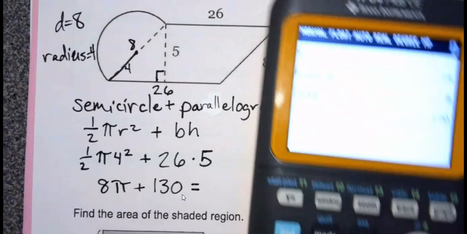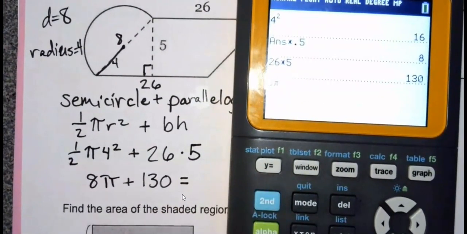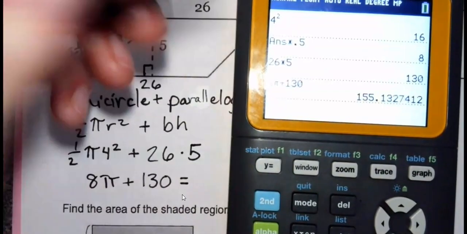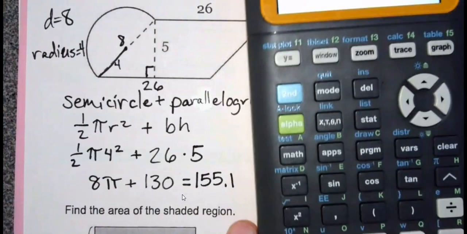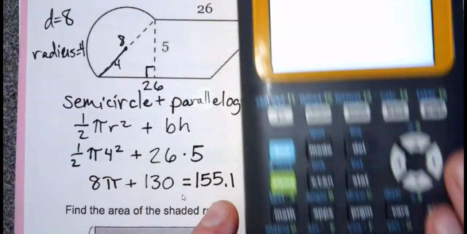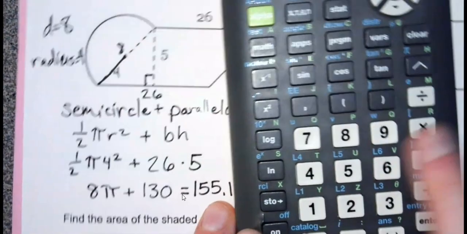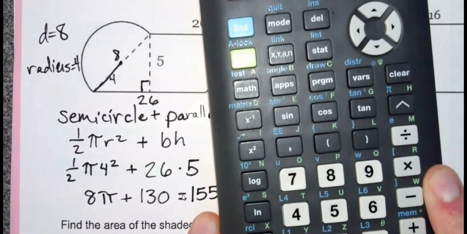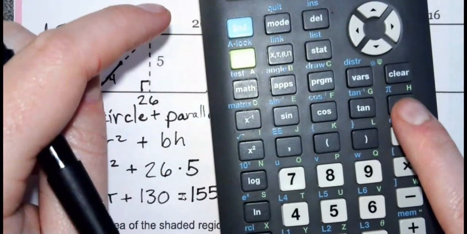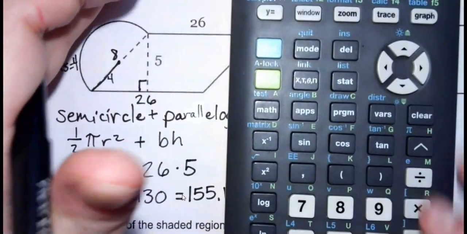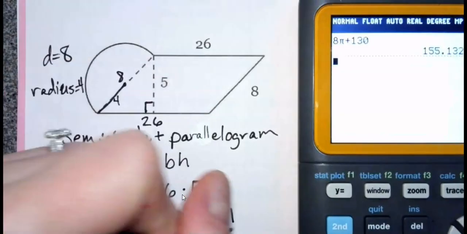Now we need to type this whole thing into the calculator. 8 times pi plus 130 equals 155.1. Here's the deal. Make sure you know where to find pi. So let me type that one more time, but to where you can see the calculator part down here. So 8 times, you don't even have to write times. You can just put it next to it. The blue button, and then this button, it's the arrow. Pi plus 130. 155.1.